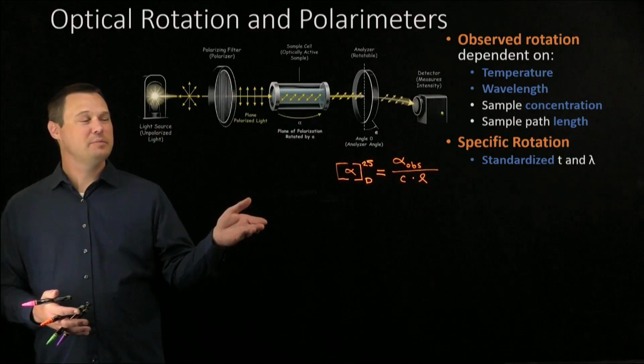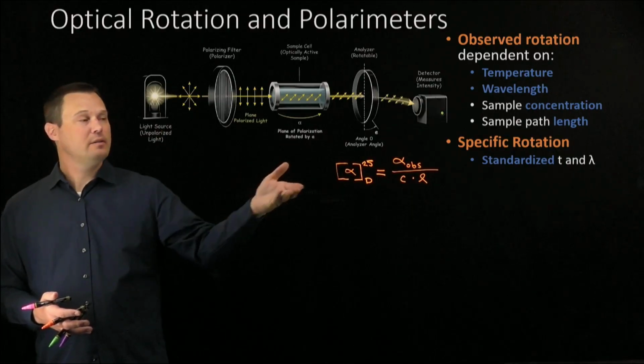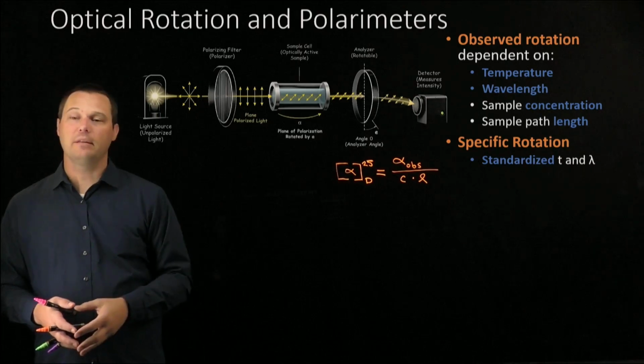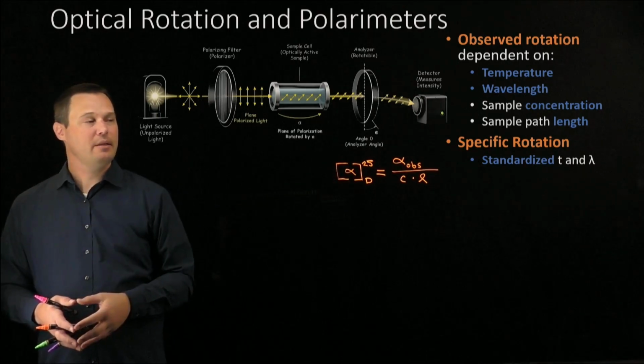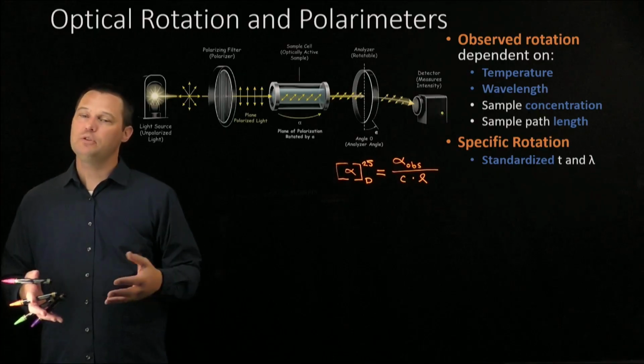The calculation for specific rotation is to take the observed rotation from the display of the instrument and divide by the concentration and the path length. By correcting for the concentration and the path length, we get a standardized uniform value that we can trust between experiments and between labs around the world.